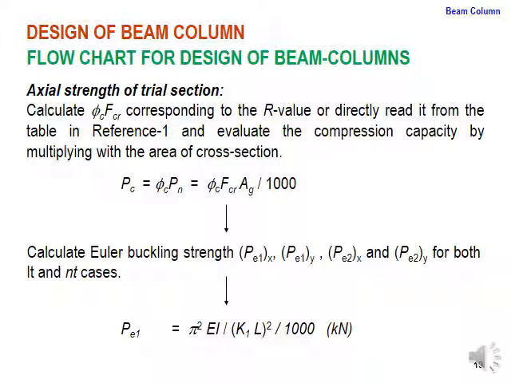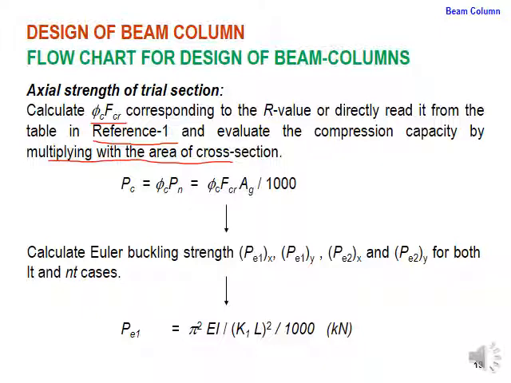So, axial strength of the trial section. Calculate phi Cfcr corresponding to the R value that in the last step we have been calculating, or directly read it from the table in reference 1, LRFD manual, and evaluate the compression capacity by multiplying it with the area. That is a very well familiar procedure for any compression member. So phi Cpn will be phi Cfcr Ag over 1000 and you are getting that.